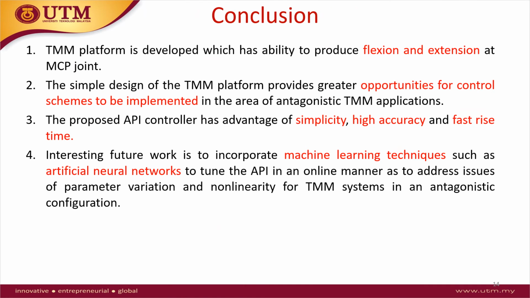From the results, it can be concluded that the thin McKibben muscle platform has the ability of flexion and also extension at the MCP joint, and the design of the thin McKibben muscle platform provides a platform for other control schemes to be implemented in the area of antagonistic thin McKibben muscle applications. The proposed antagonistic PI controller has the advantage of simplicity, high accuracy, and fast rise time as demonstrated in the experiments. An interesting future work is to use machine learning techniques such as artificial neural networks in the tuning of the API controller in an online manner to address the issues of parameter variation and also highly nonlinear characteristics of the thin McKibben muscle system in an antagonistic configuration.